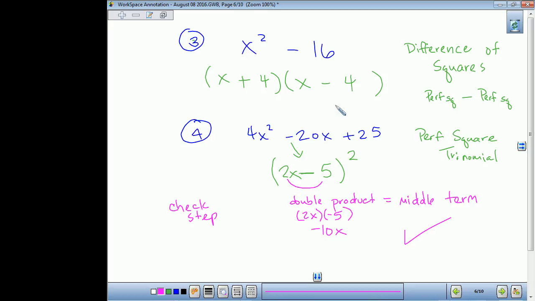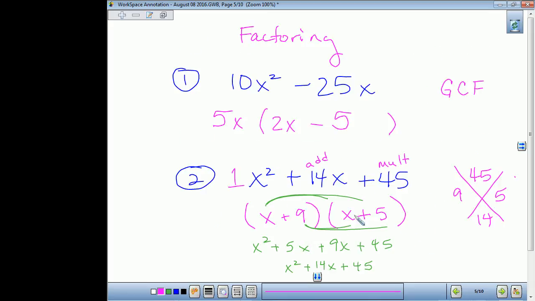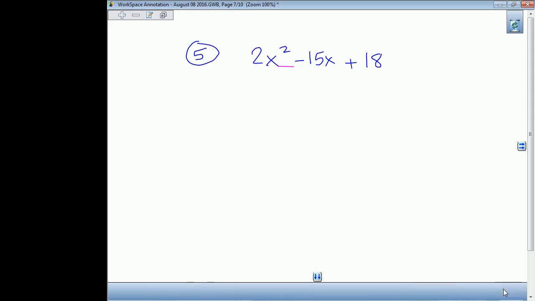Okay, you probably didn't spend as much time focusing on these special ones when you did factoring, but you probably spent a lot of time doing ones like number 2, and you probably spent a lot of time doing ones like number 5. So this time we have another trinomial, but it's not a perfect square. 18 is not a perfect square, 2 is not a perfect square. It doesn't have a GCF either, because 2 doesn't divide into 15.